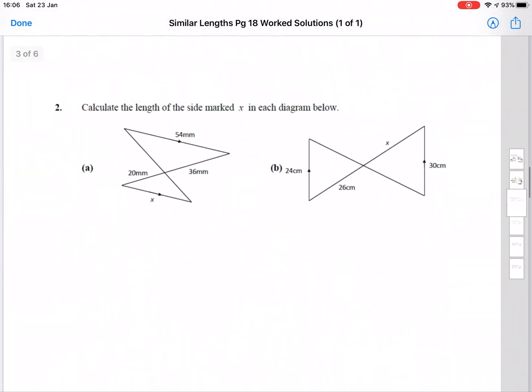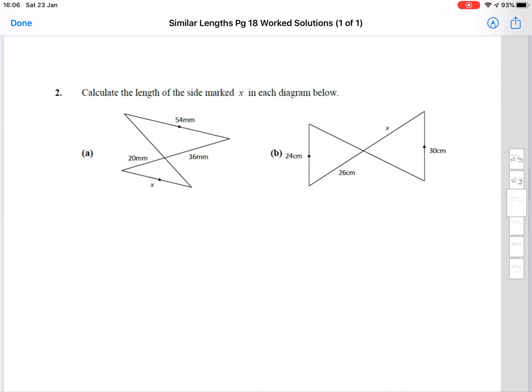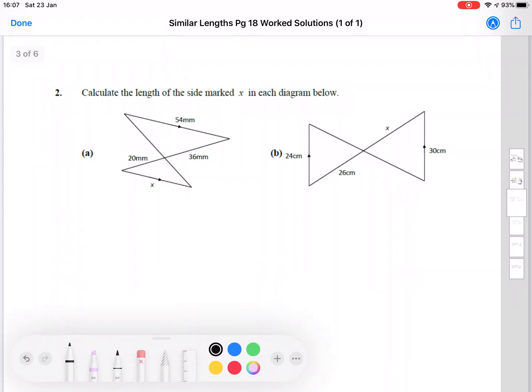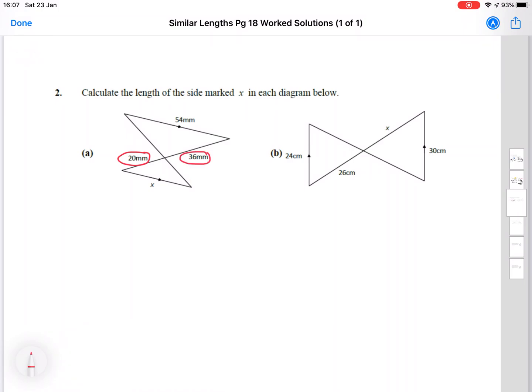Okay, question 2 was the next one I had set. So here we have our similar triangles, and if we remember here from your notes, the X shape gives you the pairs of sides that kind of go together. So for the first one here, we have our matching pair of sides would be the 20 and the 36, okay, because it's with the X shape.